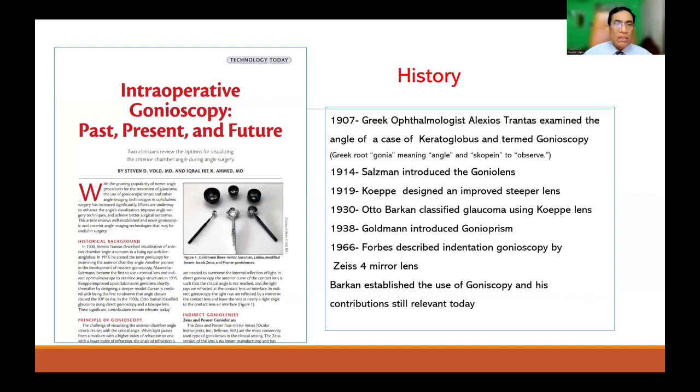There is a study and article by Dr. Stephen Bold and Dr. Iqbal Ahmed. They found that gonioscopy actually started more than 100 years before, by the Greek ophthalmologist Alexios Trantas, who examined keratoglobus and did gonioscopy. In Greek, gonia means angle and skopein means to observe, so to observe the angle. After that, in 1914, Salzmann introduced the gonio lens. In 1919, Koeppe designed improved, steeper lenses, and many surgeons improved a lot. In 1966, Forbes described indentation gonioscopy with the Zeiss four-mirror gonio lenses.